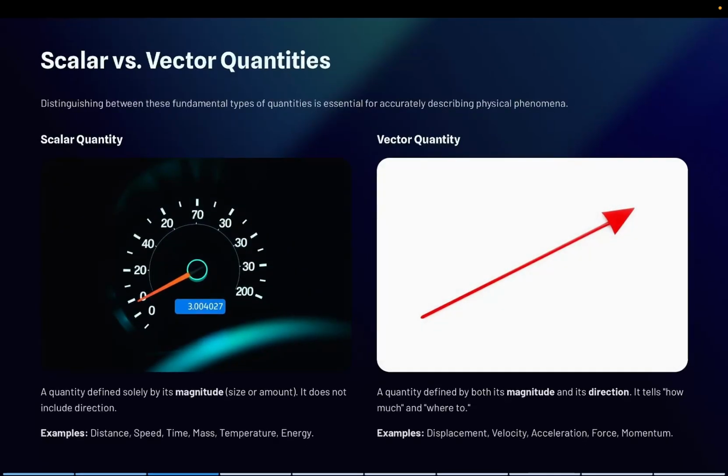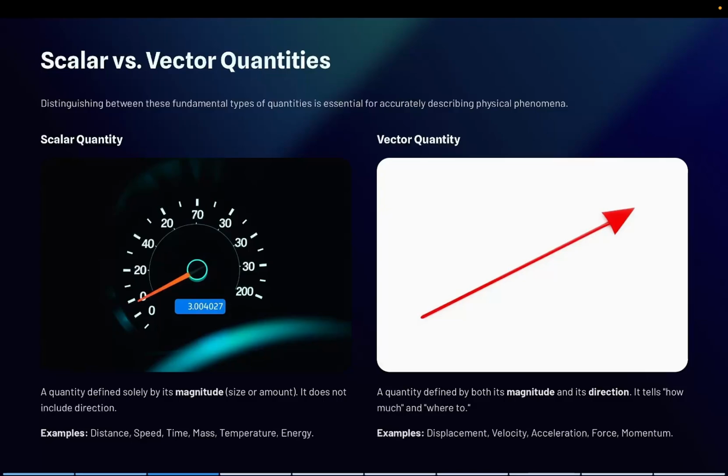What is scalar and what is vector? So scalar quantities are the type of quantities that only have magnitudes. For example, distance is a scalar quantity, which means it doesn't need direction to be described. You can only describe it by magnitudes like 50 kilometers, 60 kilometers, 70, 80, 100 kilometers. That's how you define distance. The same as speed, time, mass, temperature, energy.